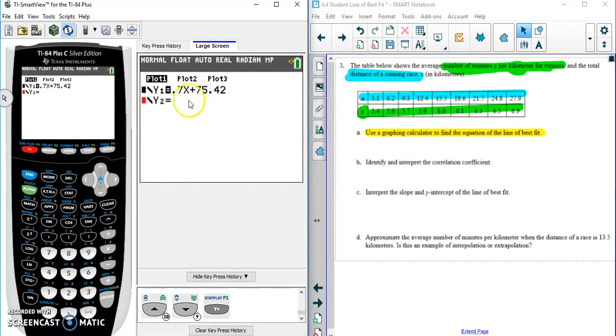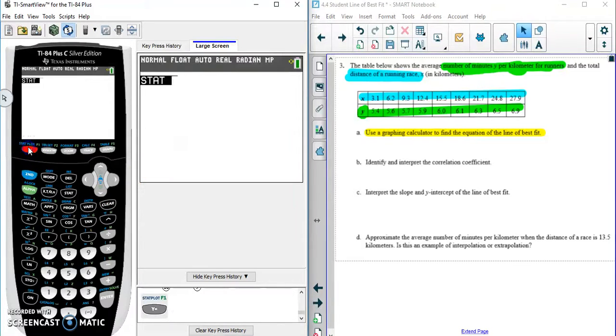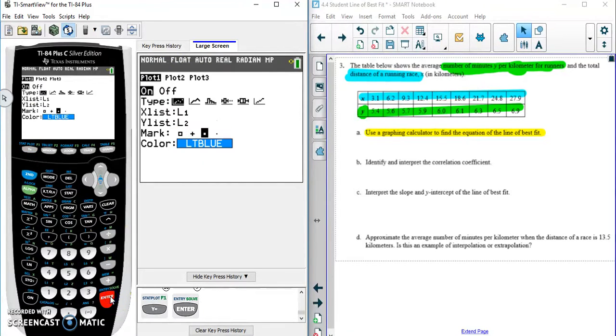So I'm going to go to y equals and make sure I have nothing on. Like I have an equation from the last one in here. So I'm going to clear that out. I'm going to hit second y equals to go to my stat plots. I'm just going to use plot 1, so it's good that the other two are off. I'm going to go inside to make sure the settings are okay.